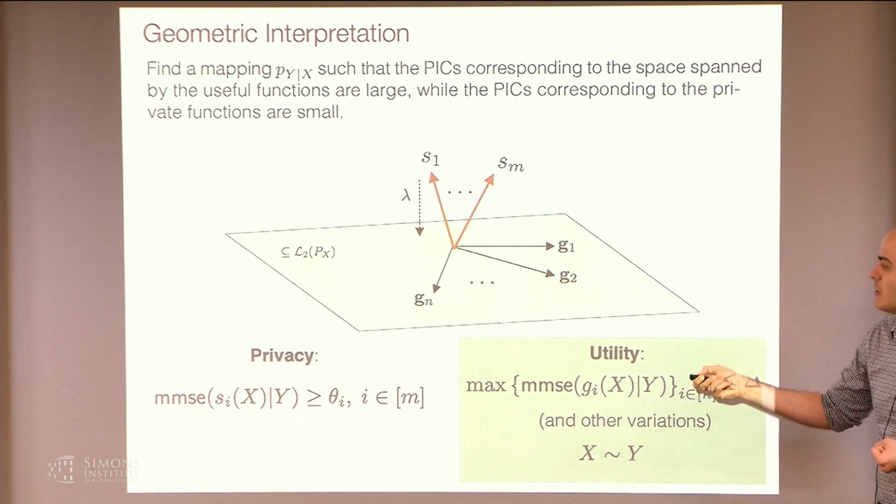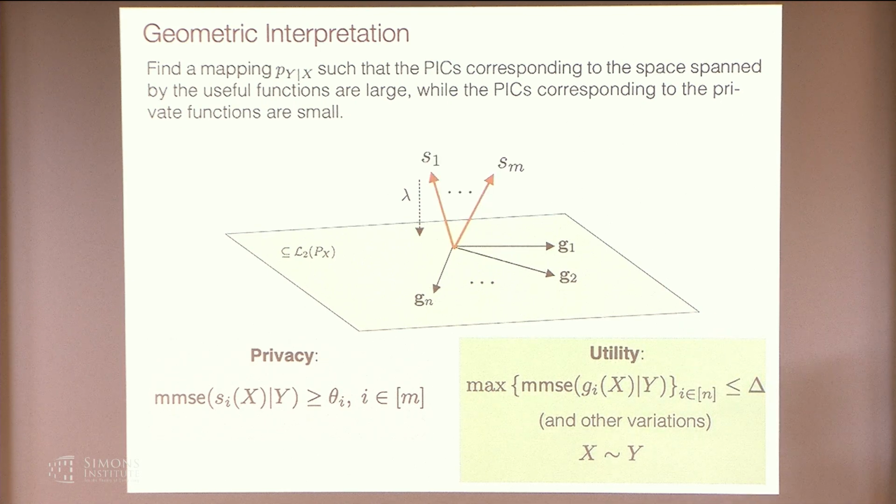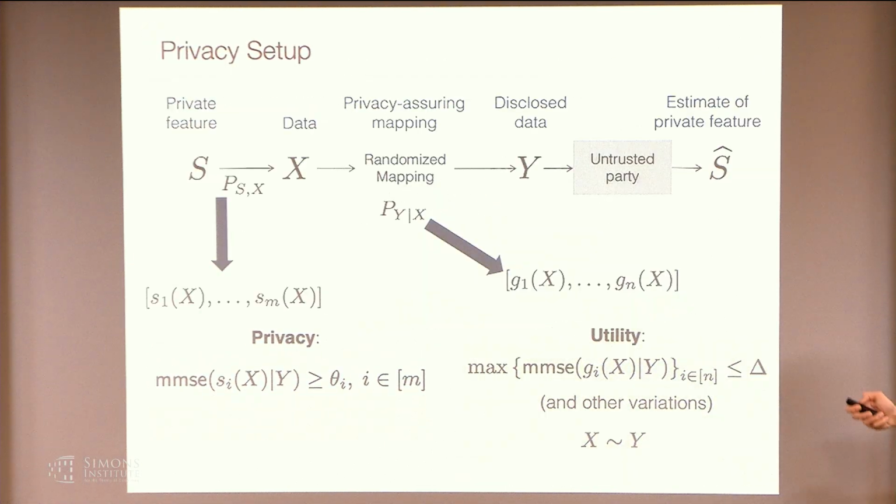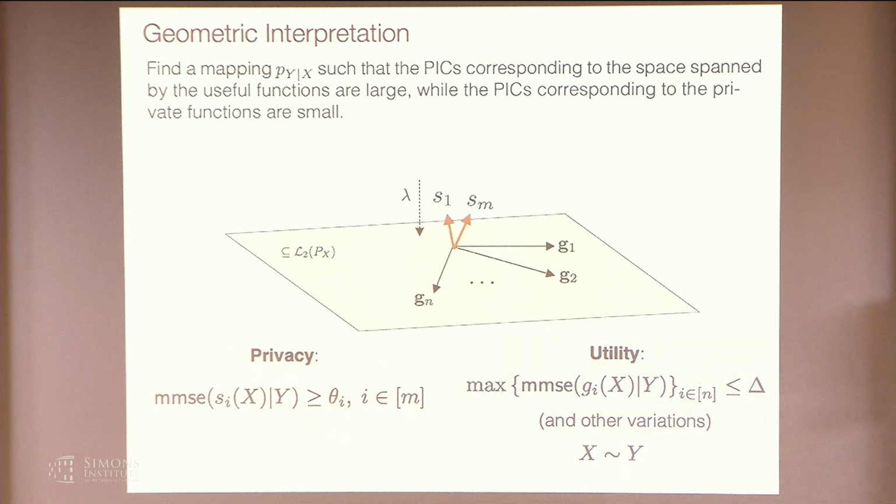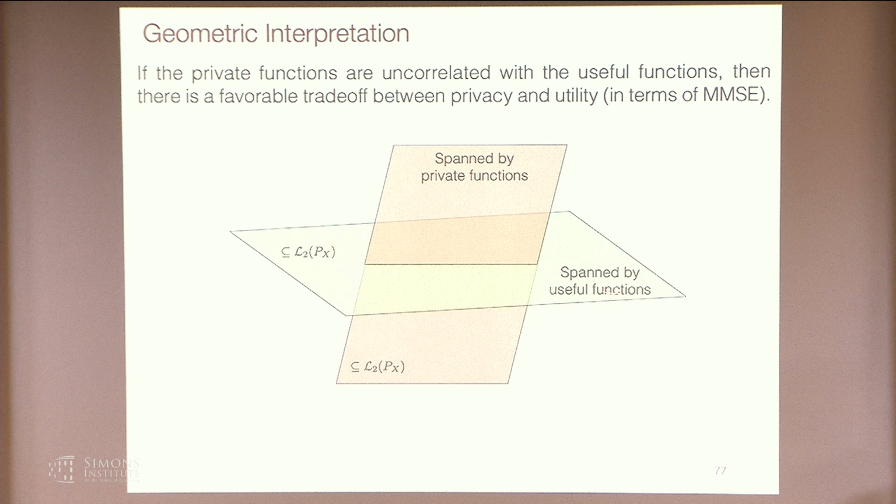So if you have this subspace of functions that are good, that you want to infer given X, and the subspace of functions that are bad, the secret functions, you want to somehow design this mapping so you attenuate the space of bad functions, secret functions. You can already see that if the space spanned by private functions and the space spanned by useful functions are somewhat orthogonal, you will have a favorable trade-off between privacy and utility.